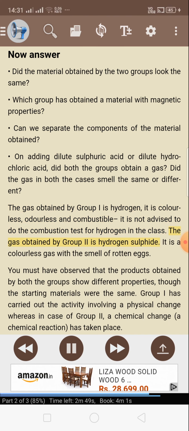The gas obtained by group 2 is hydrogen sulfide. It is a colorless gas with the smell of rotten eggs. You must have observed that the products obtained by both the groups show different properties, though the starting materials were the same. Group 1 has carried out the activity involving a physical change, whereas in case of group 2, a chemical change, a chemical reaction, has taken place.